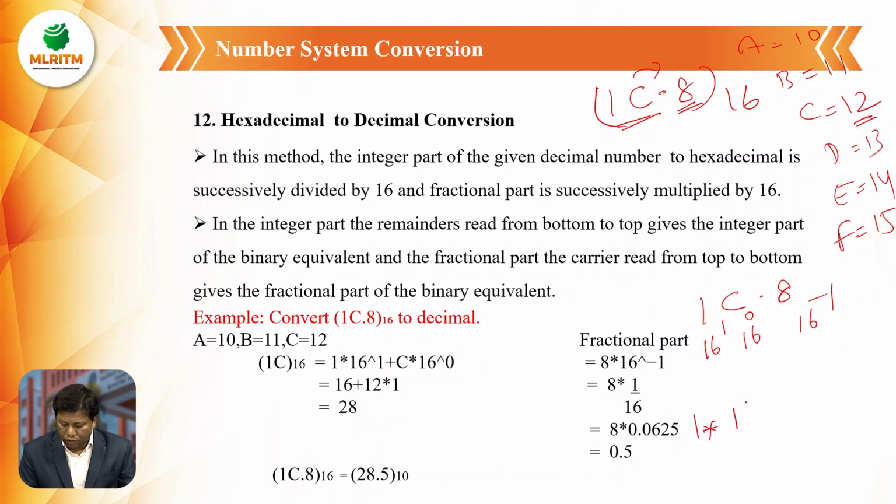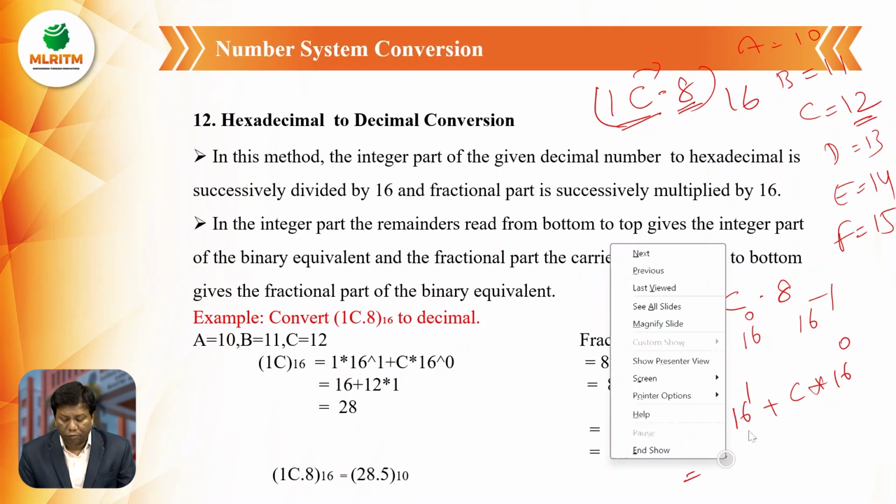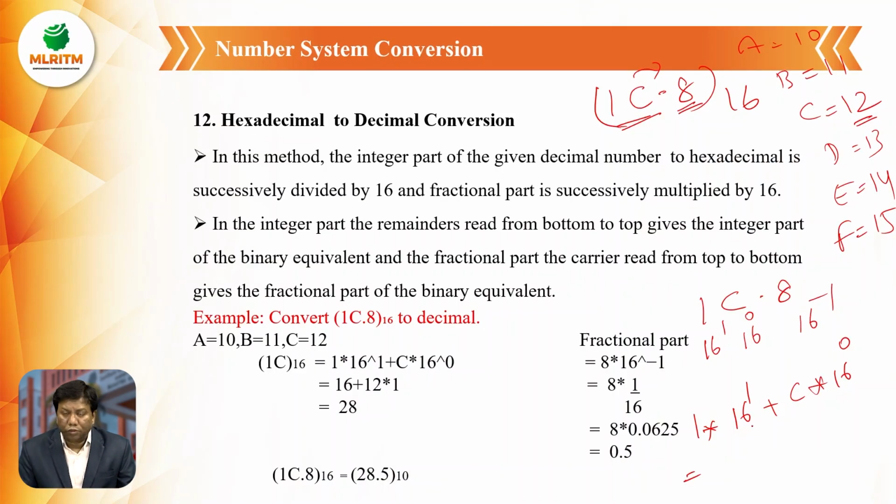1 into 16 power 1 plus C into 16 power 0. 1 into 16 power 1 is nothing but 16, plus C, which is 12, into 16 power 0, which is 1. 16 plus 12 equals 28. We got the integer part. Next, the fractional part.